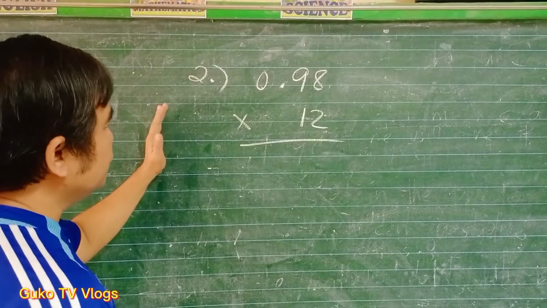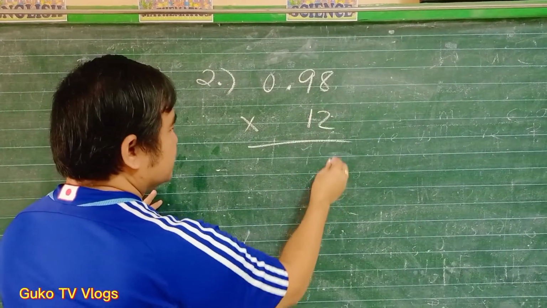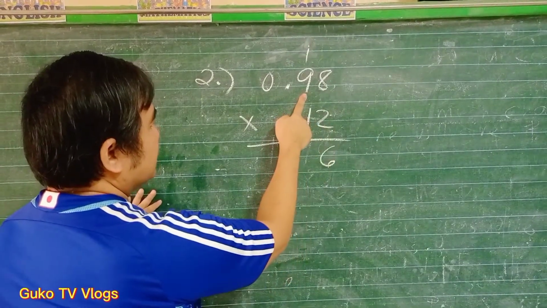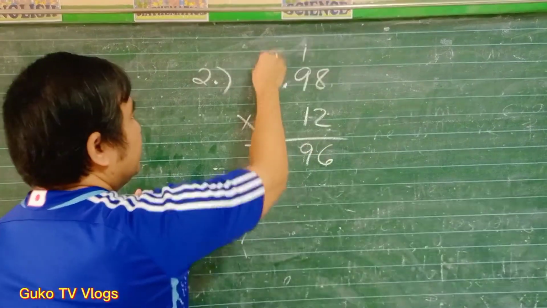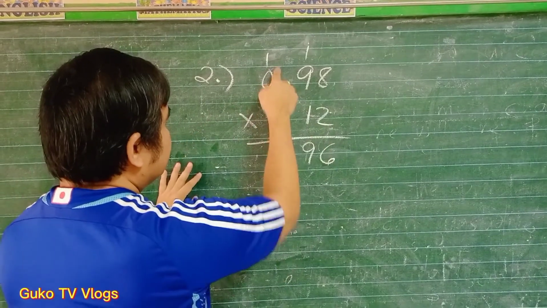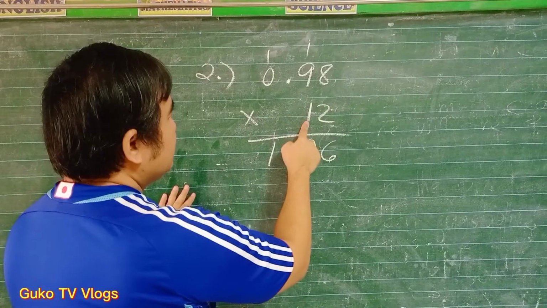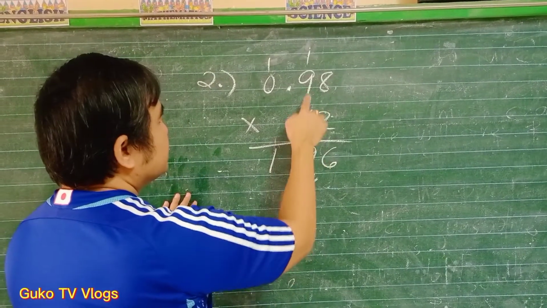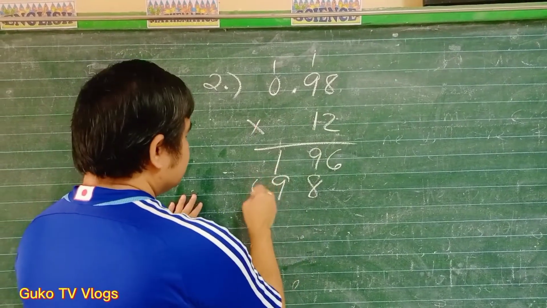Example number 2. So let's start here. 2 times 8 is 16. So 6 carry 1. Then 2 times 9 is 18 plus 1, that is 19. So 9 carry 1. Then 2 times 0 is 0 plus 1, that is 1. Second digit. So 1 times 8 is 8. Then 1 times 9 is 9. Then 1 times 0 is 0.